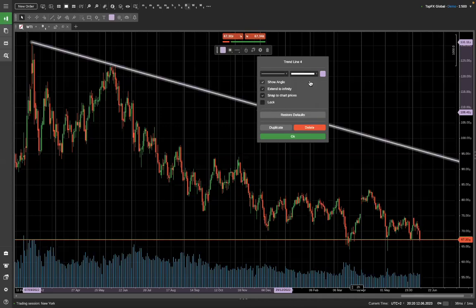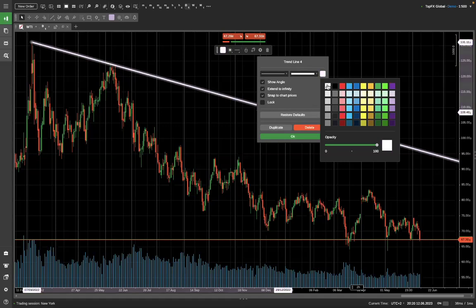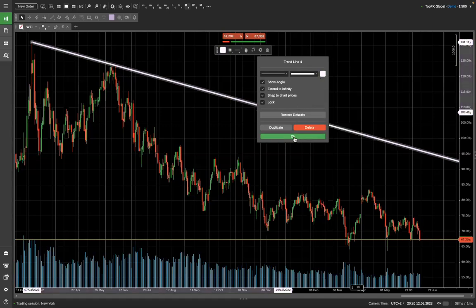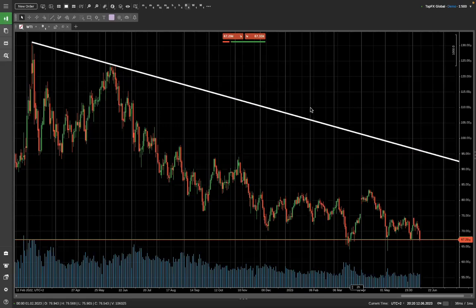So this is our line, and this time it's white. Okay, so this is our big time frame trend line when the market looks like it's trending to the downside. So that's the first trend line. We can see that the market went very, very sharply down. So the second trend line will be drawn from this high here.